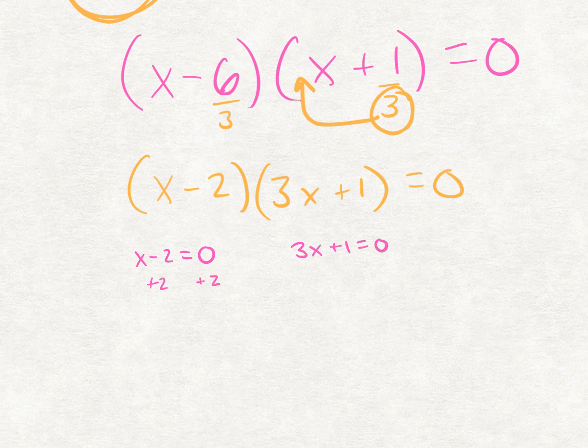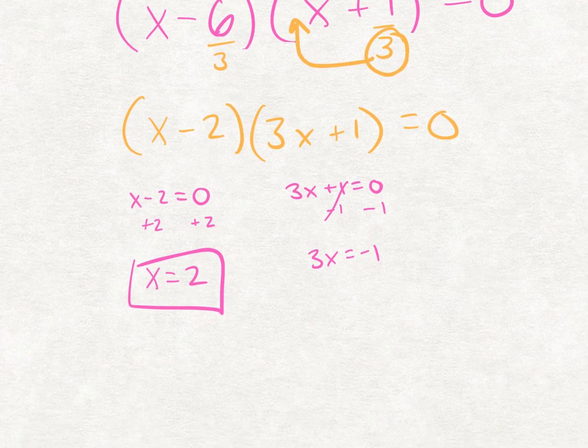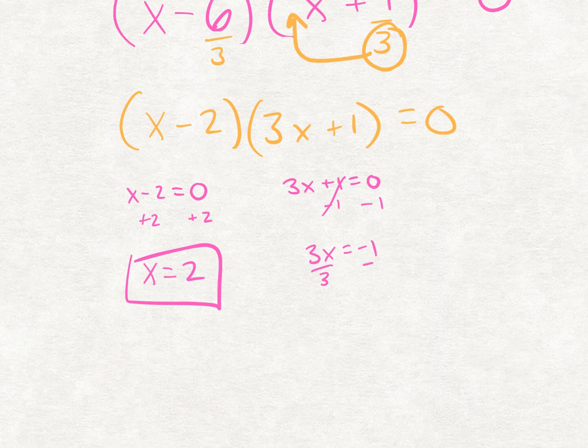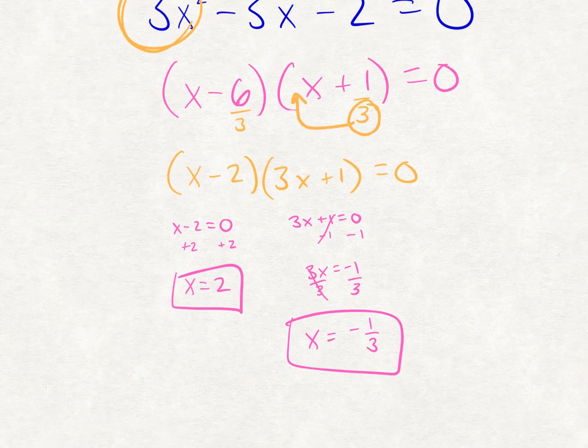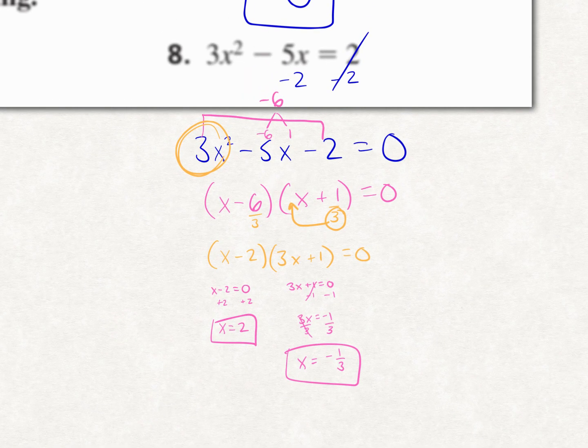The first one, I'm going to add 2 to both sides, so x is equal to 2. That's one answer. Second one, I first need to subtract 1 on both sides. So 3x is equal to negative 1. Then divide both sides by 3. So x is equal to negative 1/3. Those are my 2 answers.